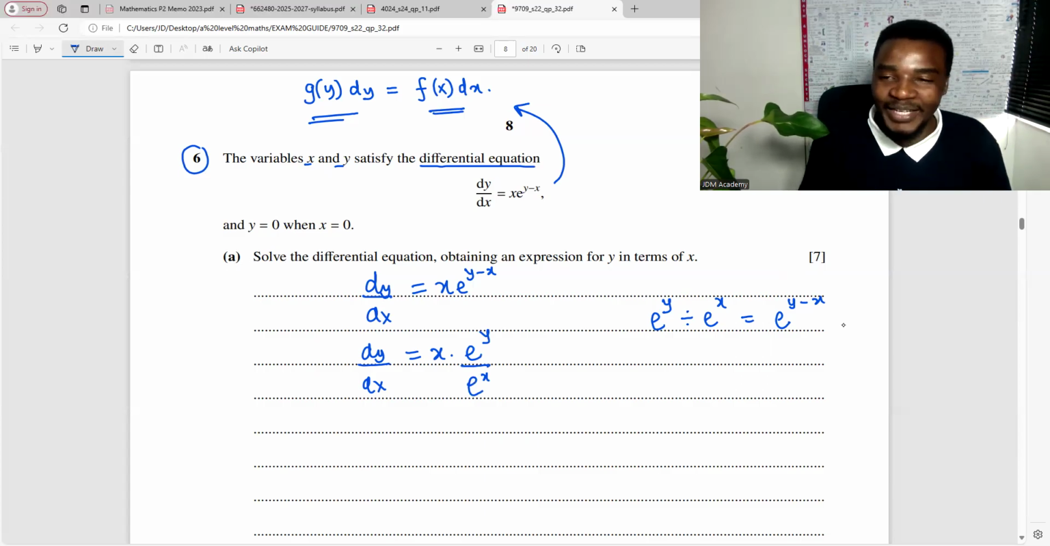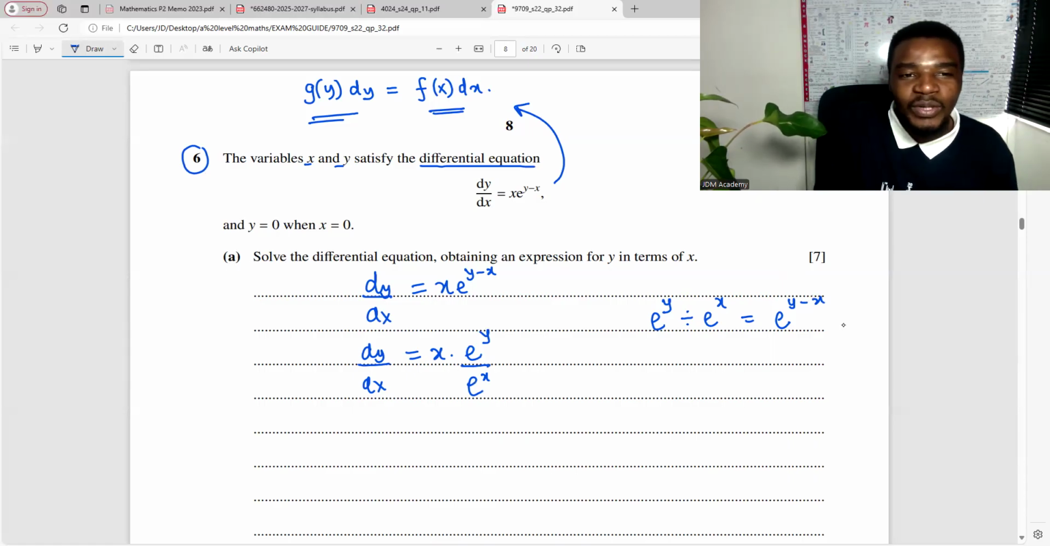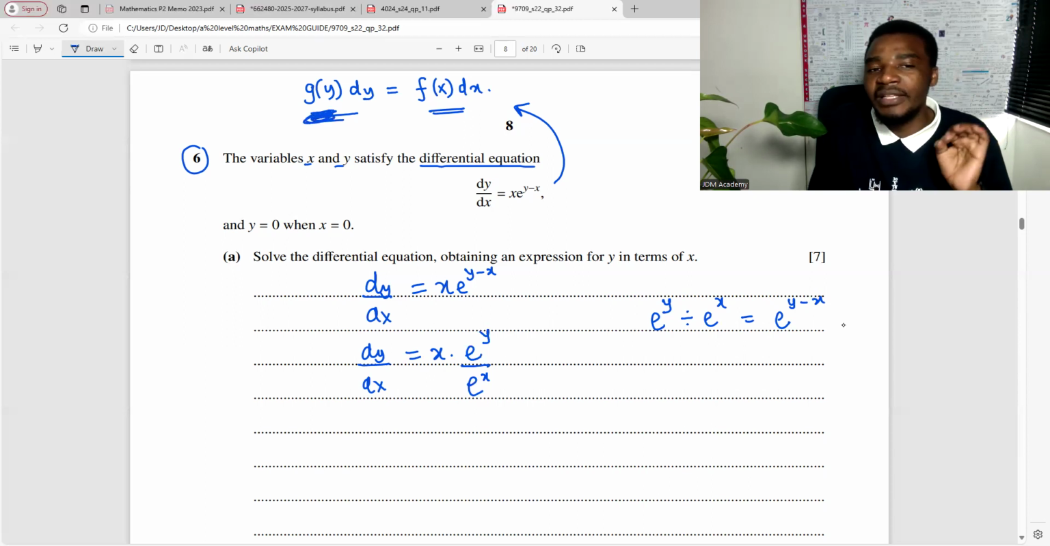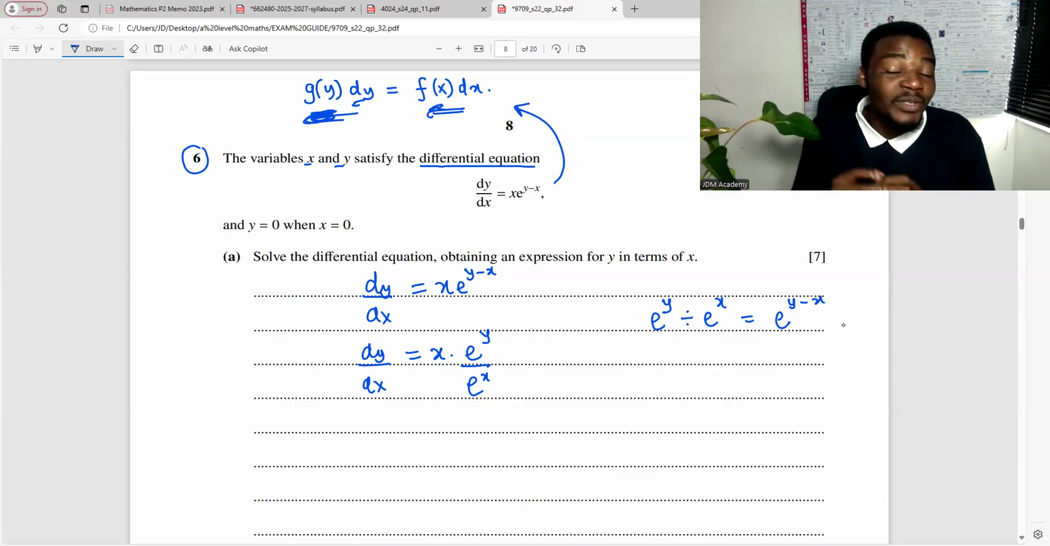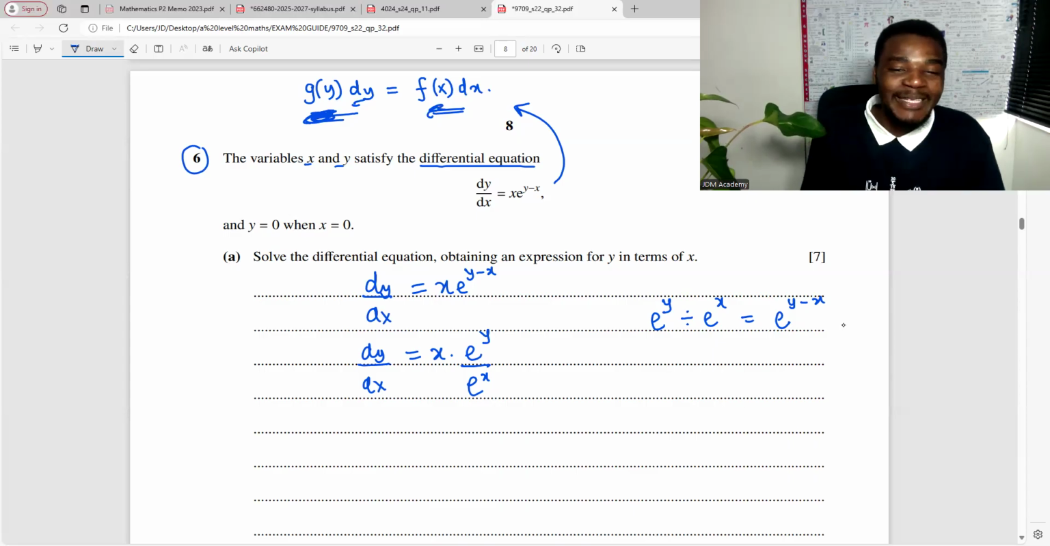So what are we going to do next? Now let's start to separate the variables. Let's make sure that on one side, we put a function in terms of y being multiplied by dy, but make sure that dy is on the numerator. On the other side, you must have a function of x being multiplied by dx, but make sure that dx is also on the numerator. So how are we going to do it here? Let's multiply both sides by dx.